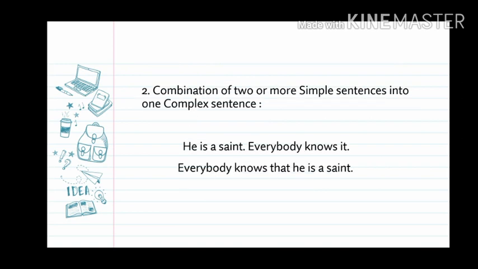Second one is combination of two or more simple sentences into one complex sentence. Example, he is a saint, everybody knows it. We can make a sentence like this into a complex sentence. Everybody knows that he is a saint. A complex sentence we got.